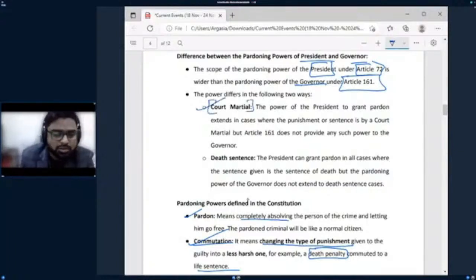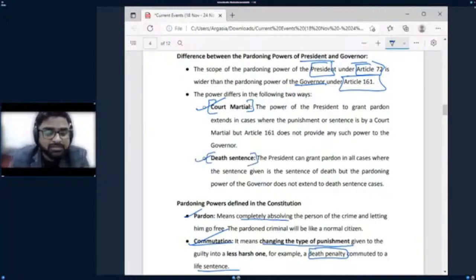That is military courts. A judgment given by these courts, like death penalty or anything, governor has no power on that. On that sentence also, governor has no power. The president is the only person who can pardon a death sentence and nobody else, not a governor.